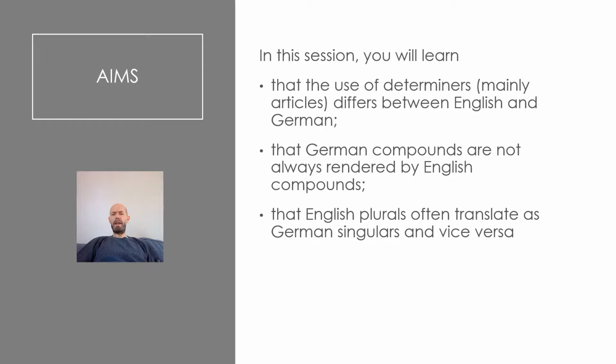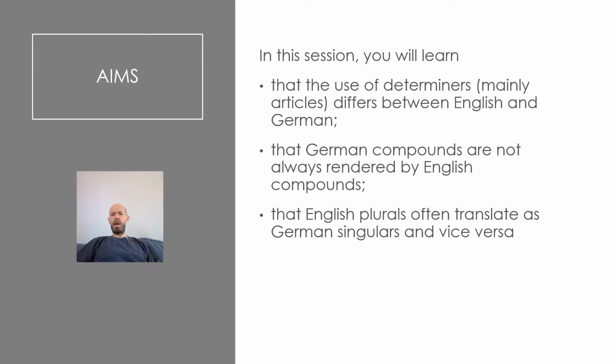So in this session, you'll learn that the use of determiners, mainly articles, but also other determiners, differs between English and German. What's particularly difficult, I think, is the use of the so-called zero article, so no article at all. And we're going to explore that in more detail in a minute.